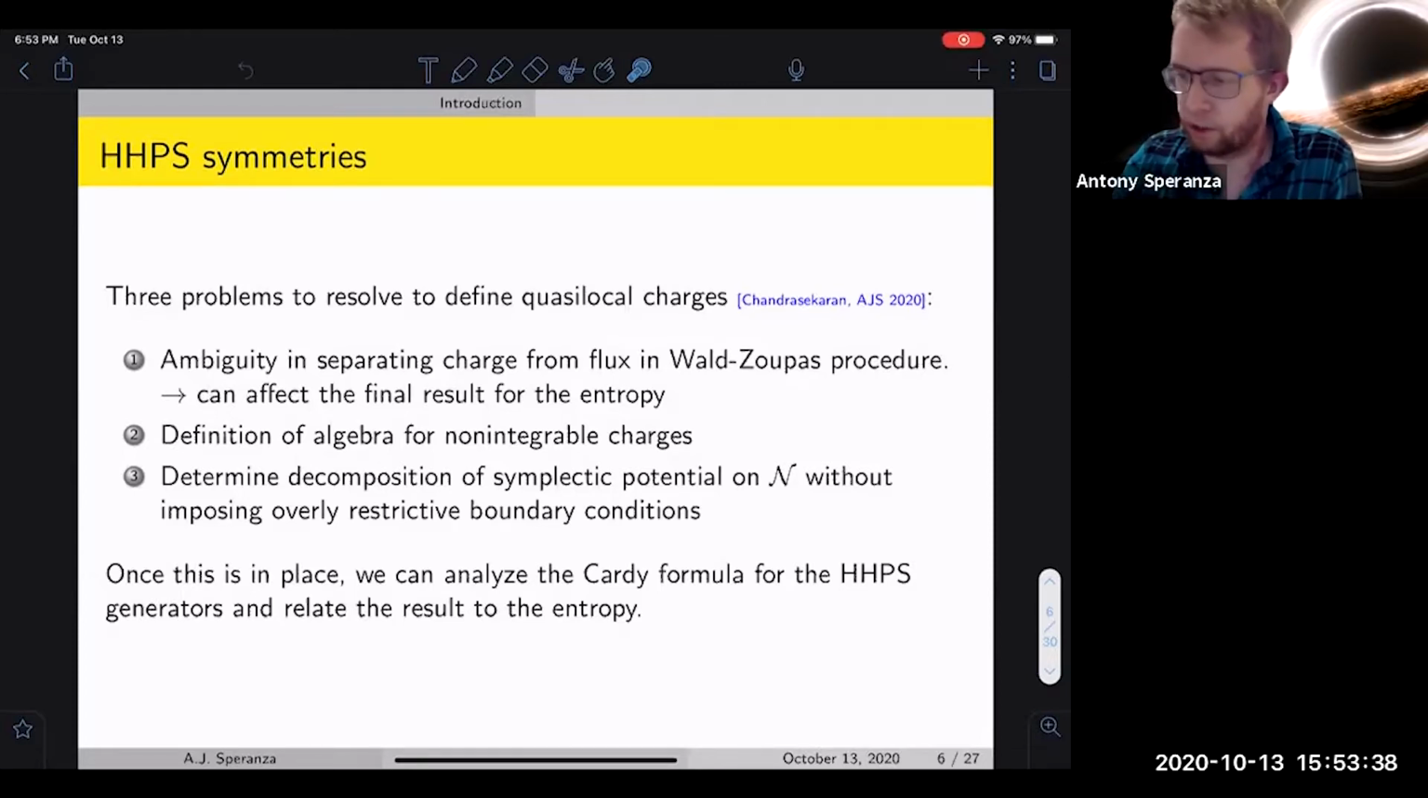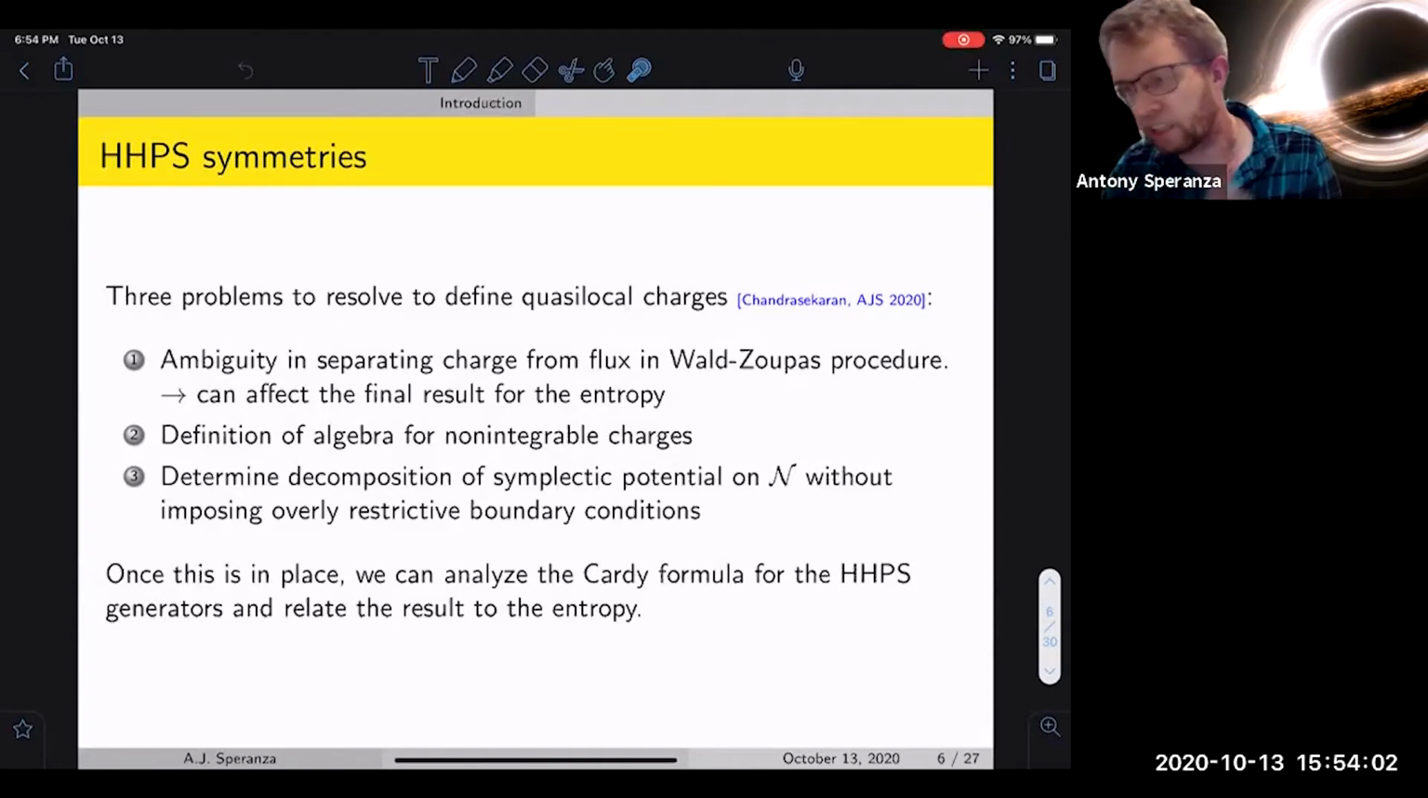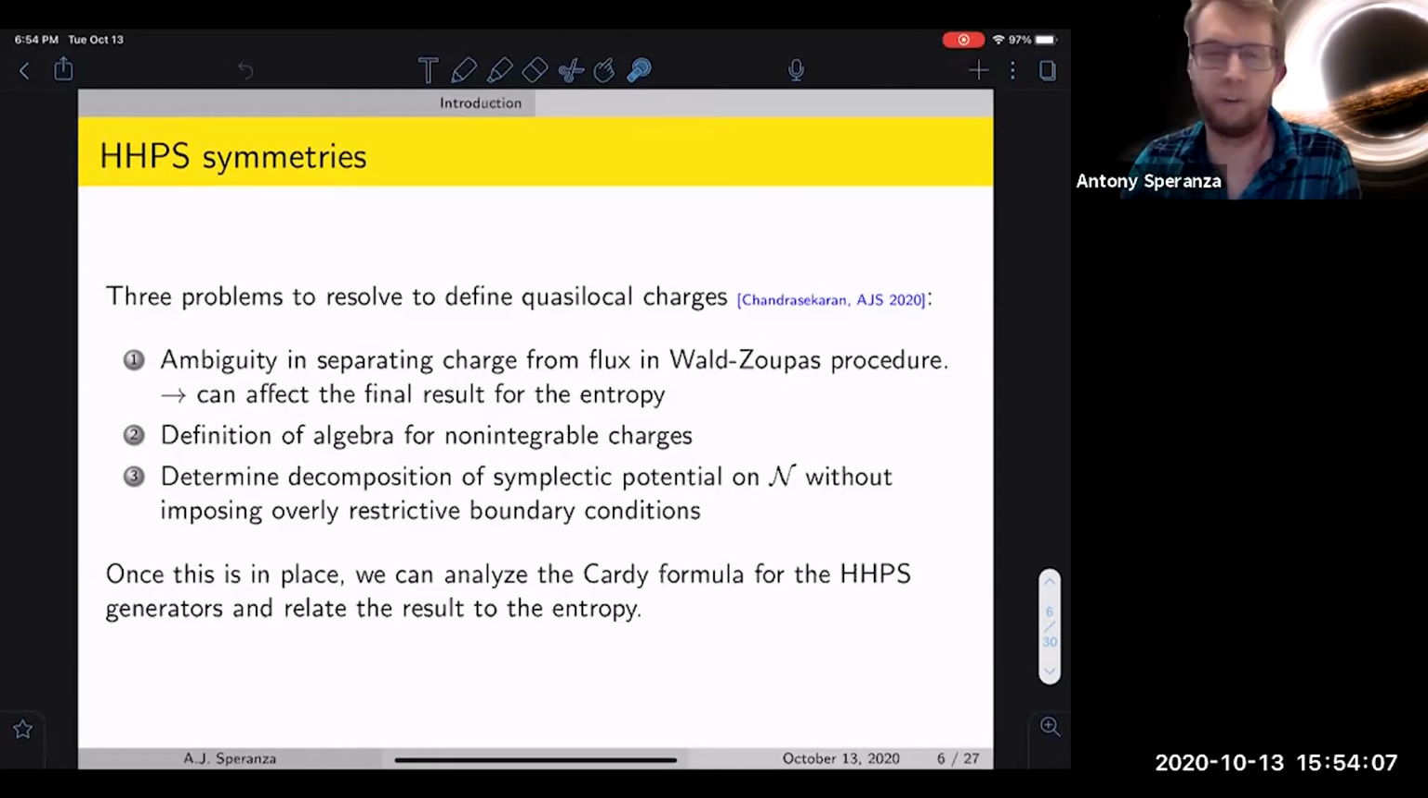So basically, the goal of this talk is to show how these three things are resolved, and actually resolving them, I think, clarified a number of things about this Wald-Zoupas construction. I think it was a useful exercise that Ven and I carried out, and I think it helps clarify aspects of the construction. And then once it's in place, we can analyze the Cardy formula and try to get an entropy out of the final result. One of the things, though, that I want to focus on is why you get central charges in general from doing this sort of thing.